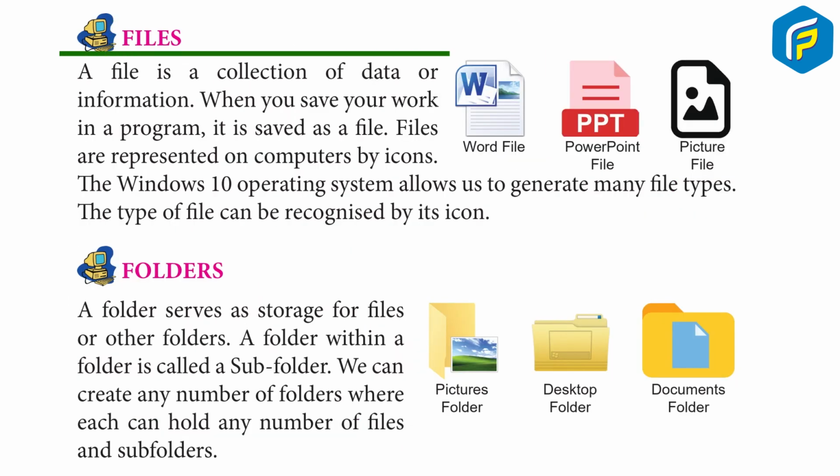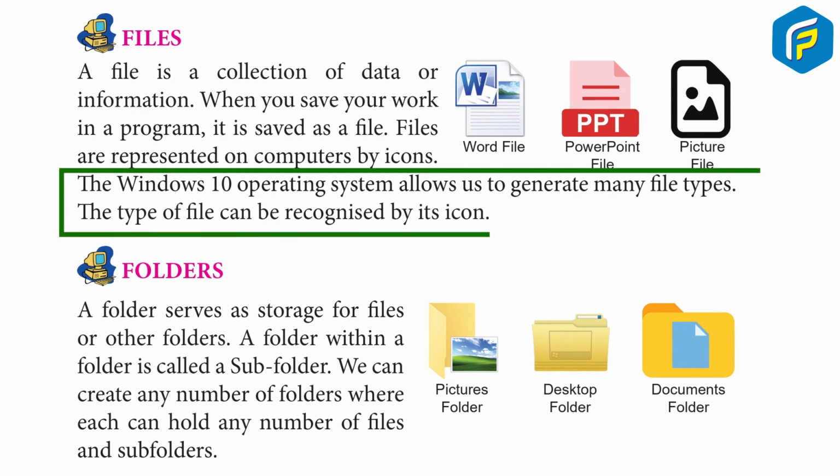Files. A file is a collection of data or information. When you save your work in a program, it is saved as a file. Files are represented on computers by icons. The Windows 10 operating system allows us to generate many file types. The type of file can be recognized by its icon.